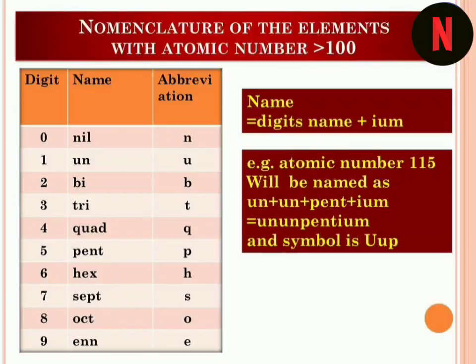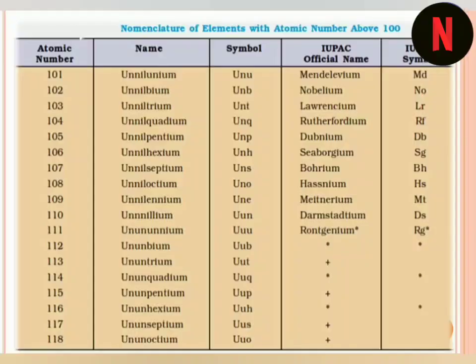The name of the element is the digit names followed by the suffix ium. For example, the element with the atomic number 115 will be named un-un-pent followed by ium, so ununpentium. The first letter of the symbol will be a capital letter, so the symbol of atomic number 115 is capital U followed by small u and p. The nomenclature of elements with atomic number from 101 to 118 is given here.